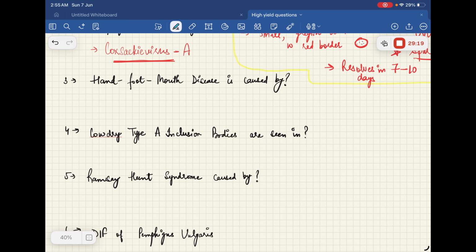Now, next question. Hand, foot, mouth disease. It is caused by, again, Coxsackie virus, but the type here is A16. So remember, A16 type.